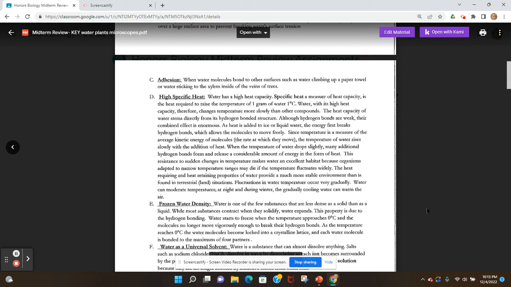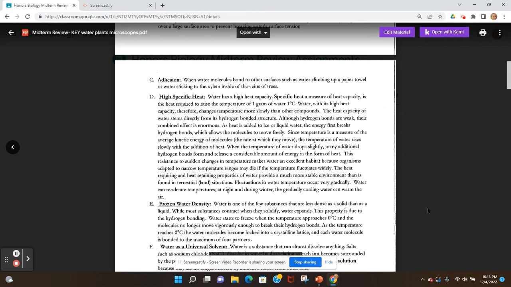As heat is added to ice or liquid water, the energy first breaks hydrogen bonds, which allows the molecules to move freely. Since temperature is a measure of the average kinetic energy of molecules, or rate at which they move, the temperature of water rises slowly with the addition of heat. When the temperature of water drops slightly, many additional hydrogen bonds form and release a considerable amount of energy in the form of heat. This resistance to sudden changes in temperature makes water an excellent habitat because organisms adapted to narrow temperature ranges may die if the temperature fluctuates widely.